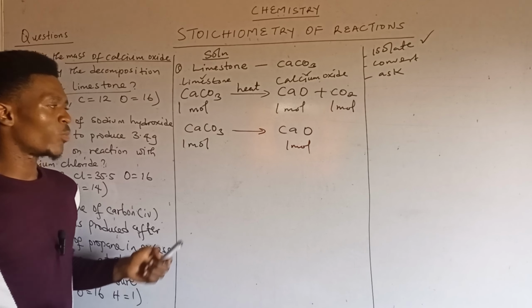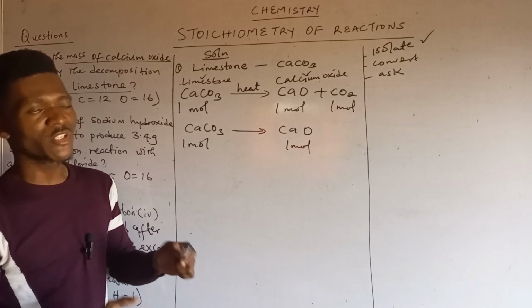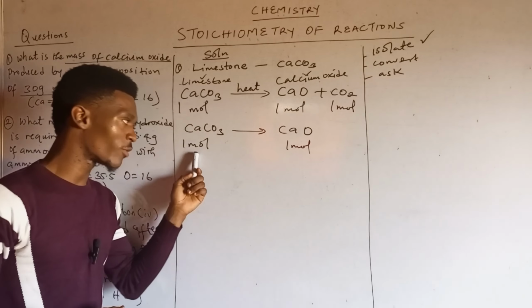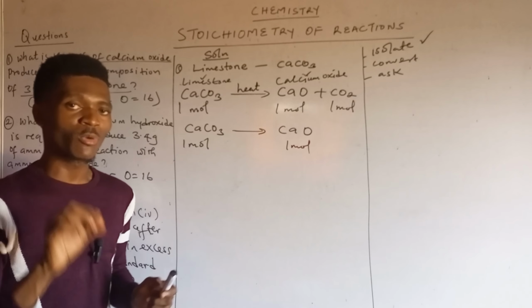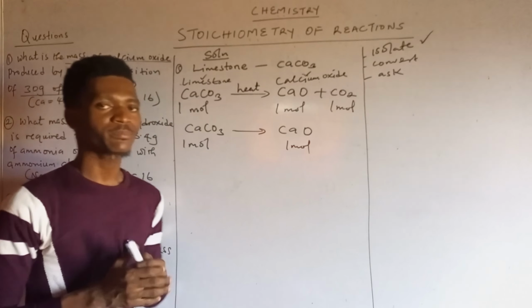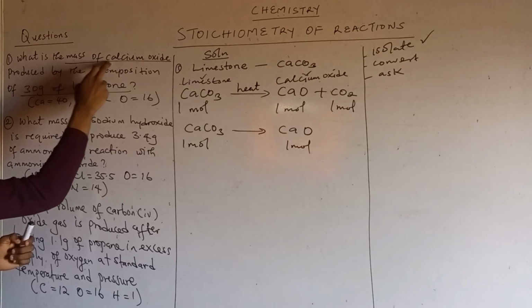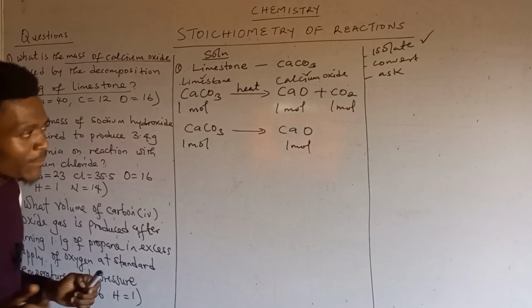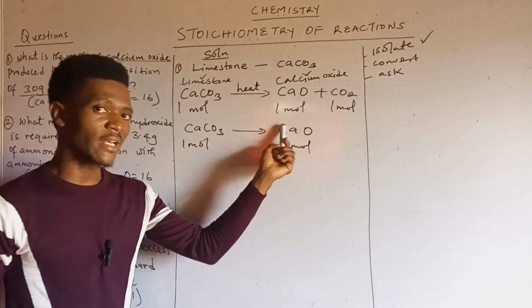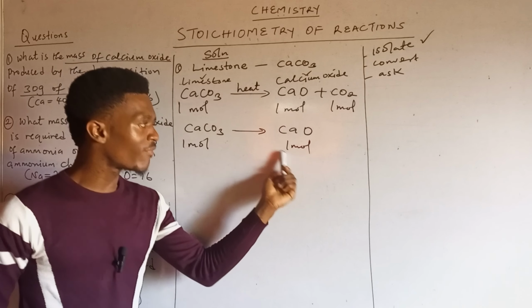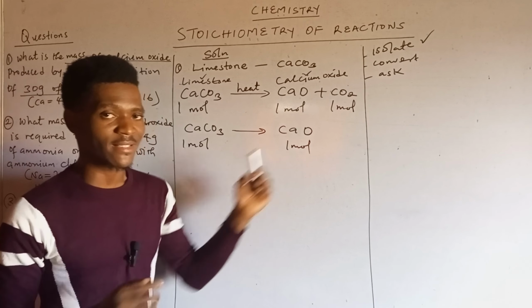What are we converting? We are converting the language of the equation to the language of the question. Remember, the language of the equation always speaks mole. Now, looking at the language of the question, they said, what is the mass of calcium oxide? Meaning, we are interested in obtaining the mass of calcium oxide. So what does that mean? It means we have to convert the mole, this 1 mole from the equation of calcium oxide to mass.